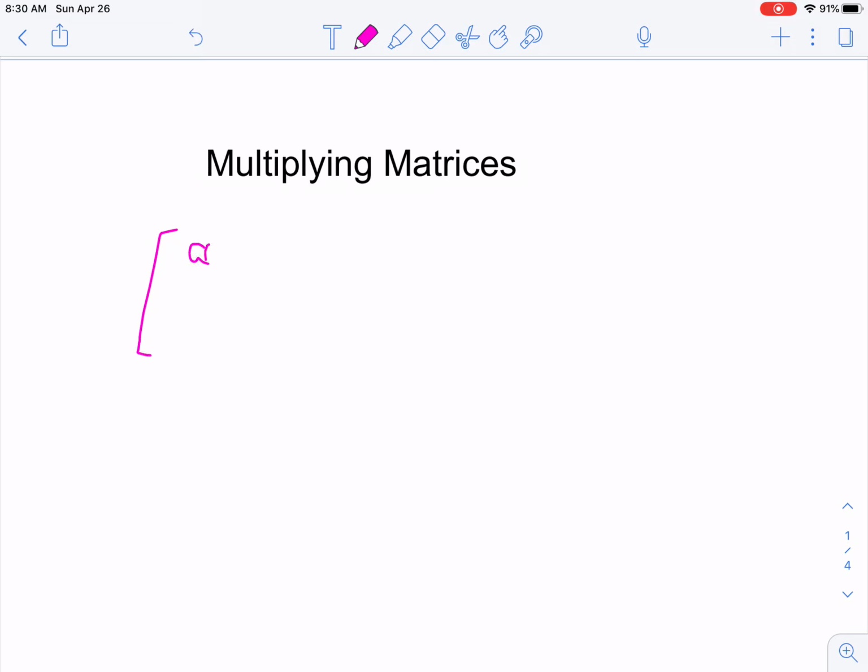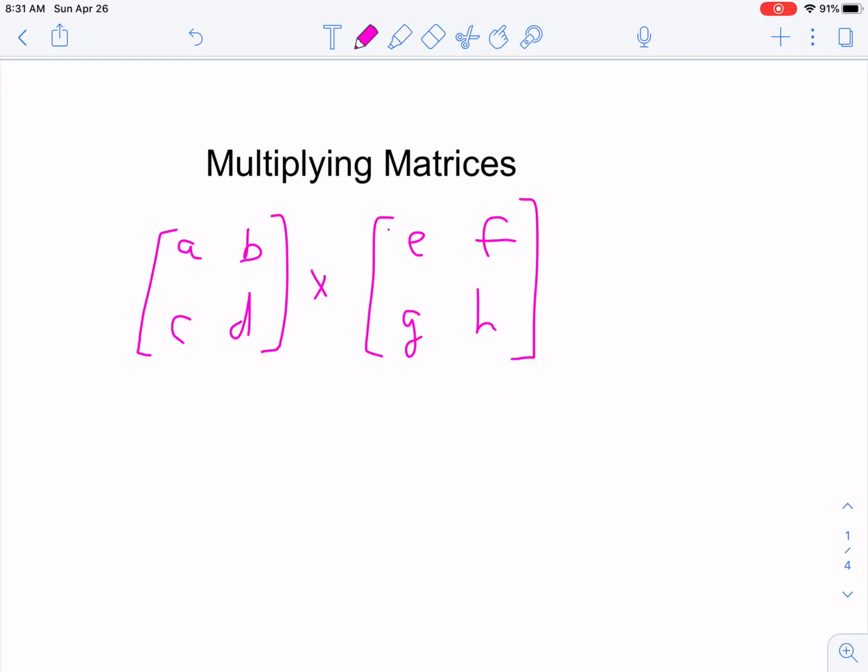So let's say I've got a matrix here, and I multiply that times another 2 by 2 matrix, like that. And again, it's not just A times E, B times F, C times G, D times H. You don't do that. There is a process involved.